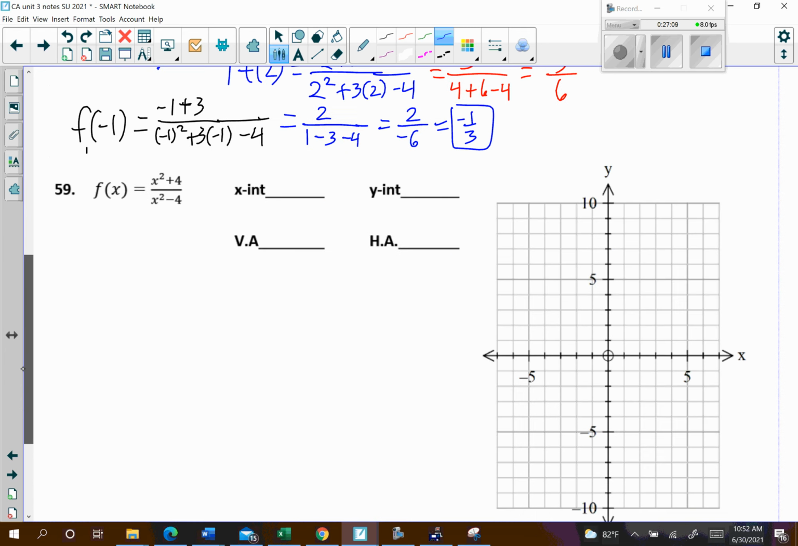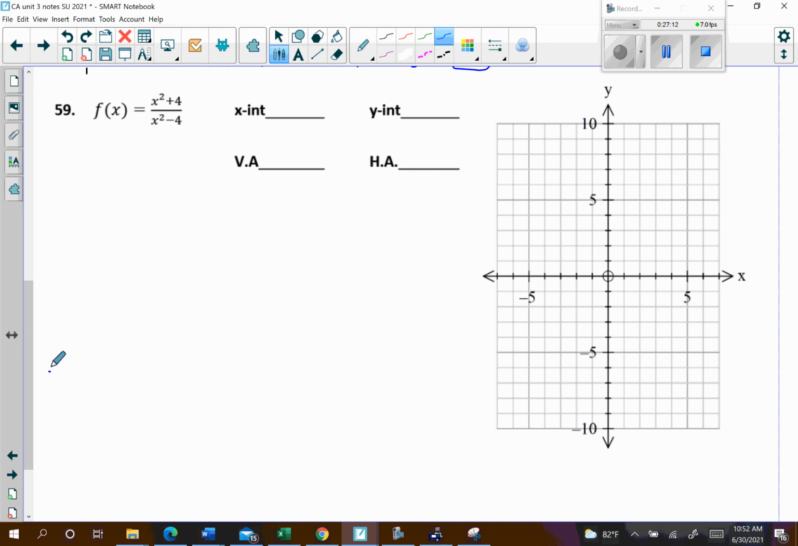All right, our last one here. And so kind of similar to the one we just did. So let's see, x-intercepts. We set the top equal to 0 and solve. So we get x squared equals -4, and we're running into that problem again where I'm trying to square root a negative number. So we're not going to have any x-intercepts on this particular graph.